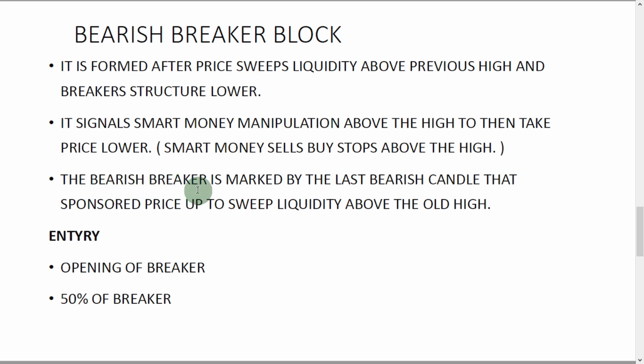So the stop losses above that previous high, smart money use it to sell lower. The bearish breaker is marked by the last bearish candle that sponsored price to sweep liquidity above the old high. Okay, so prior to the run of that high, the last bearish candle that sponsored price to sweep liquidity above that previous high is your bearish breaker. We're gonna look into it soon in chart examples. For your entries, it can come off from the opening or the 50% of the breaker.